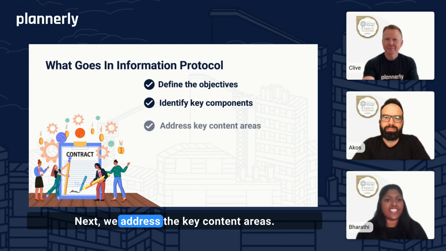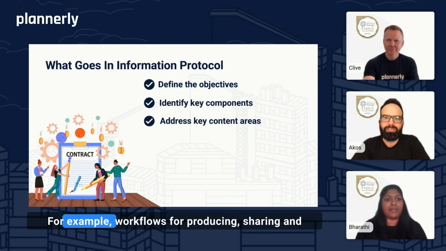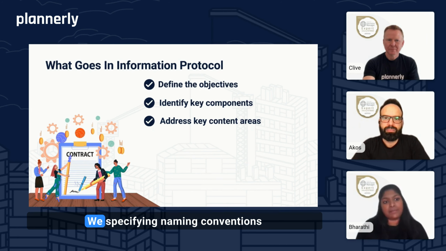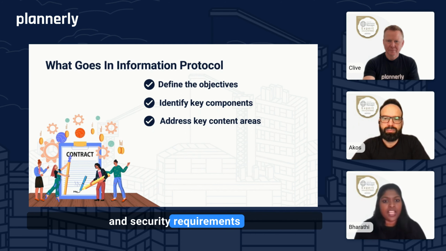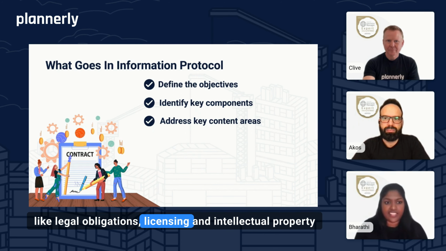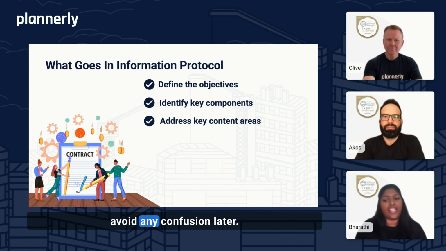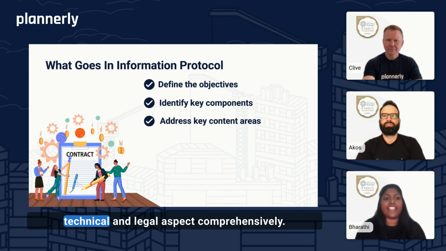Next, we address the key content areas. For example, workflows for producing, sharing, and validating information need to be defined. We're specifying naming conventions and security requirements. Legal obligations, licensing, and intellectual property rights also need to be detailed to avoid any confusion later. This ensures the protocol covers both technical and legal aspects comprehensively.